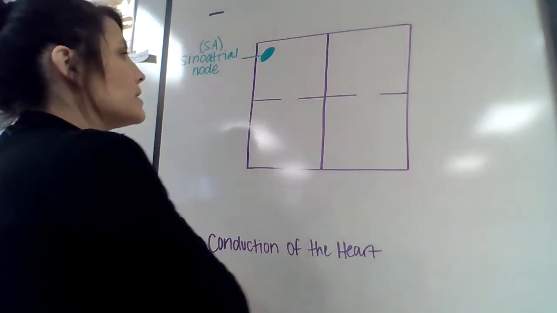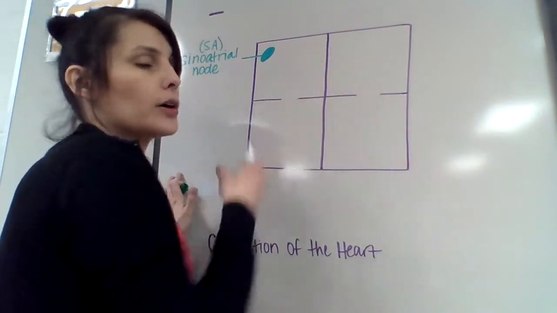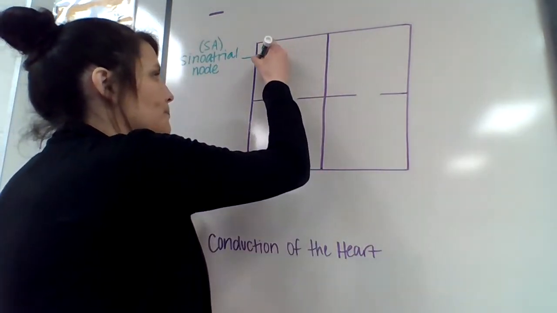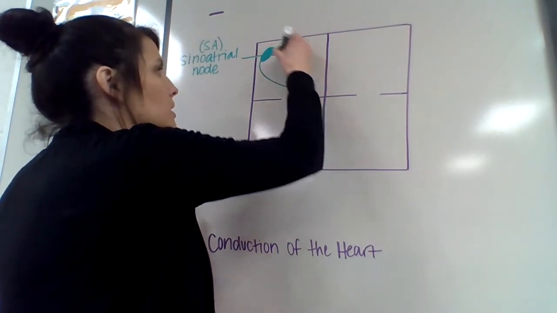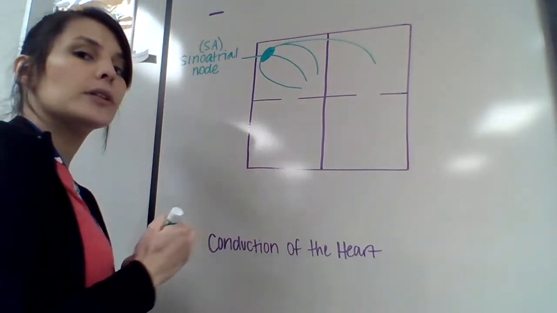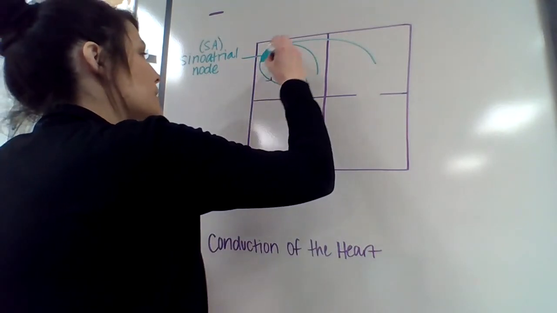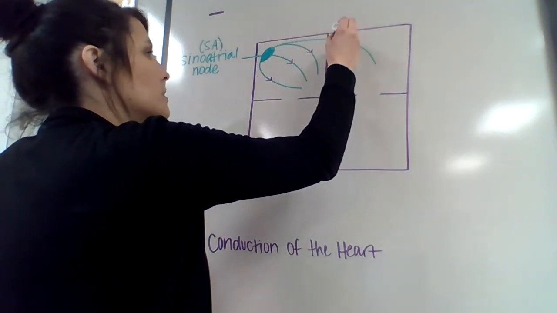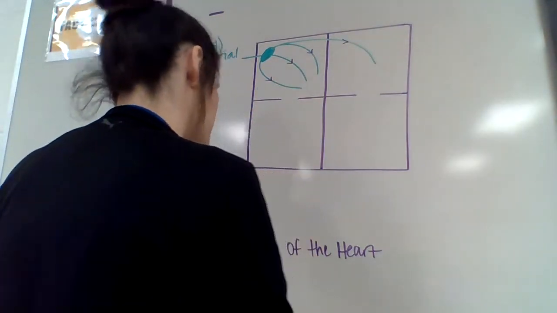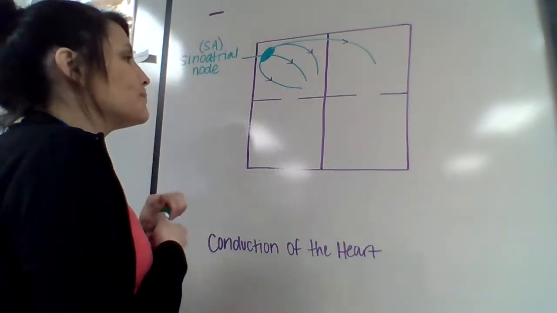Okay. So we have the sinoatrial node, so we've got to tell the rest of the upper chambers of the heart to beat. Okay. So we need to share that information. So we're going to send messengers out like so, okay? And that's going to let the rest of the top of the heart know that it needs to beat. So this electricity is flowing in this direction, okay? So it's going to be sent out to the rest of the top of the heart. And when that happens, the entire top of the heart is going to beat, okay?